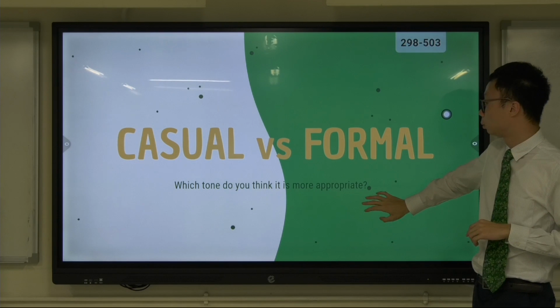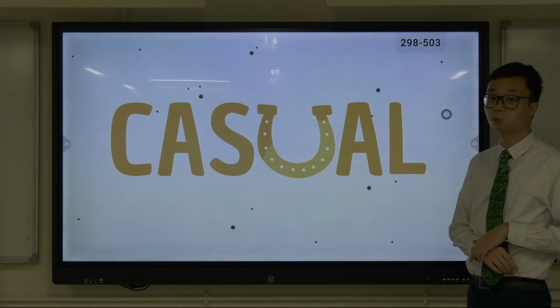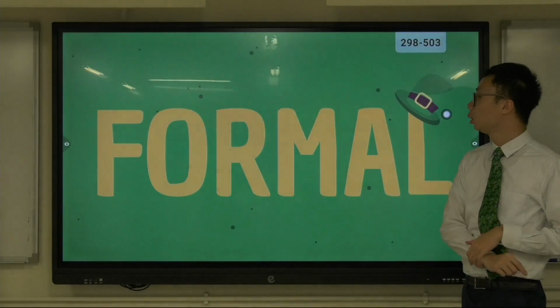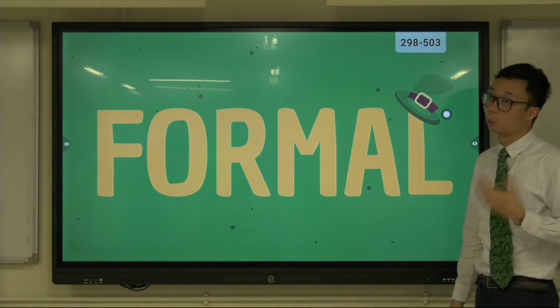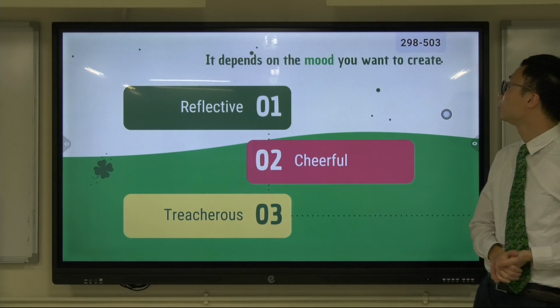Okay. Anyone who thinks it's supposed to be casual or formal? Well, the answer is either. So it depends on the mood that you want to create.